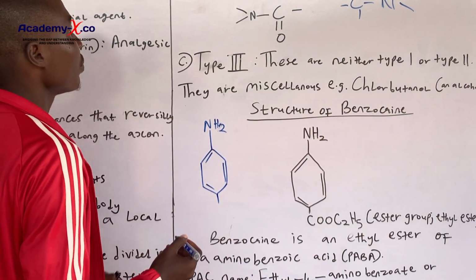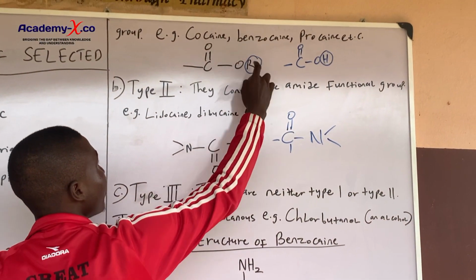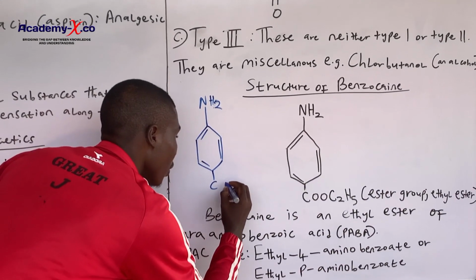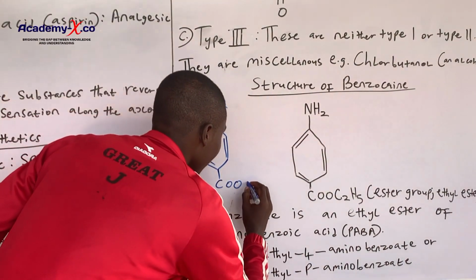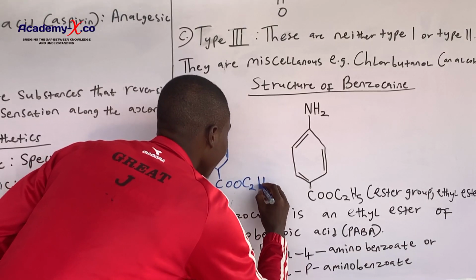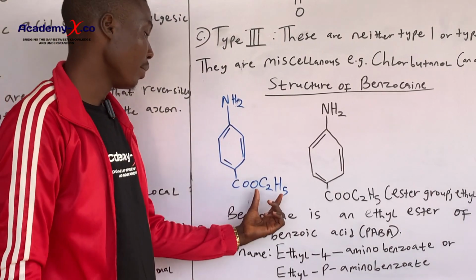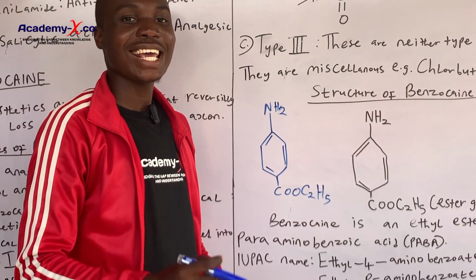Ethyl ester. Remember what we said about ester? So we have COO and then we have an alkyl group. The alkyl group we have here is C2H5. From our basic chemistry, we know that C2H5 refers to ethyl.